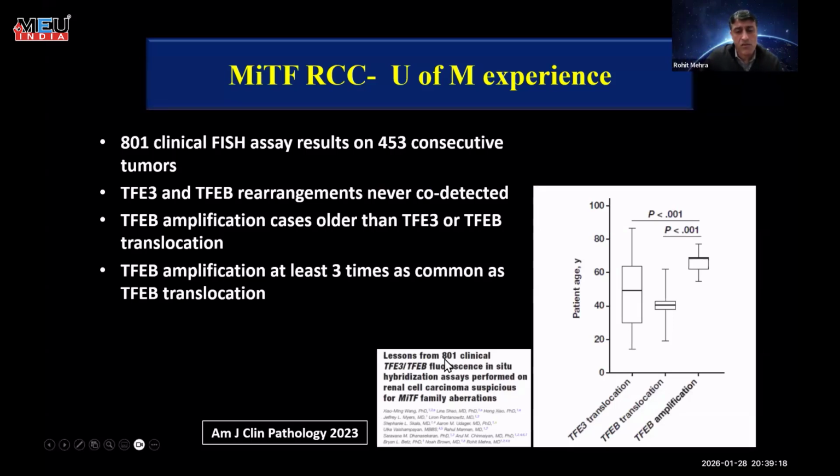If you are able to review this study, I've noted the salient features. One is that TFE3 and TFE-B rearrangements are never co-detected within the same renal tumor, because these are canonical gene aberrations and hence won't co-occur in the same tumor, by the rules and laws of molecular biology. Then very importantly, patients who have TFE-B amplification are significantly older than those with TFE3 translocation or TFE-B translocation. And TFE-B amplification is at least 3 times as common as TFE-B translocation. And the reason we can't afford to miss patients who have TFE-B amplification is that the majority of these tumors tend to have a worse outcome.